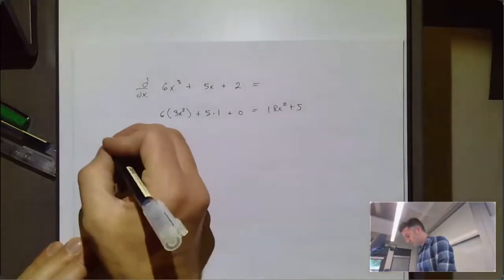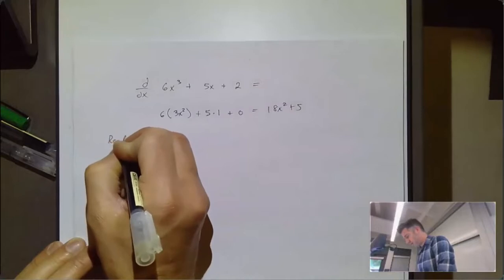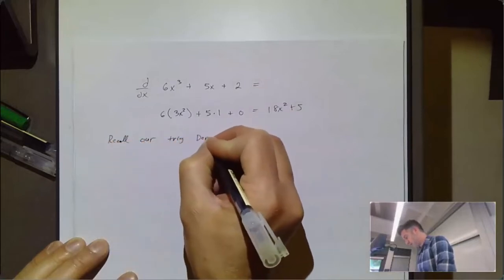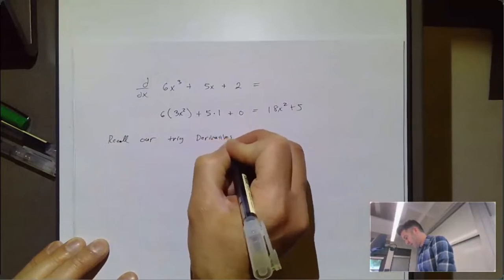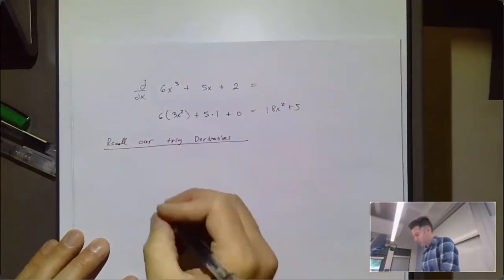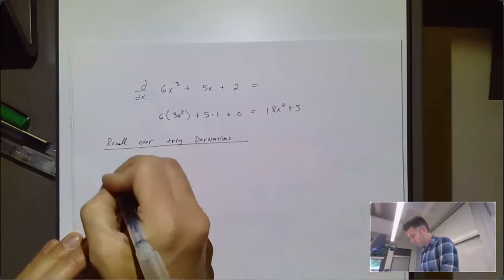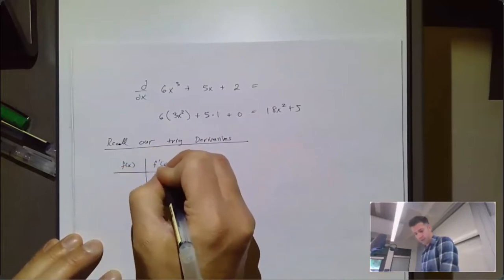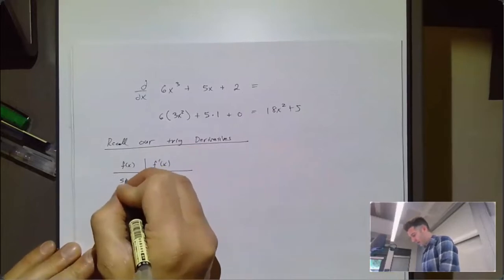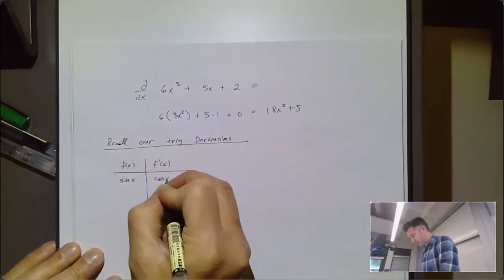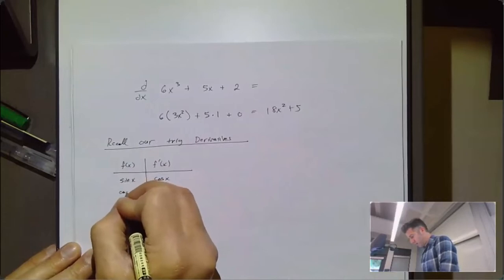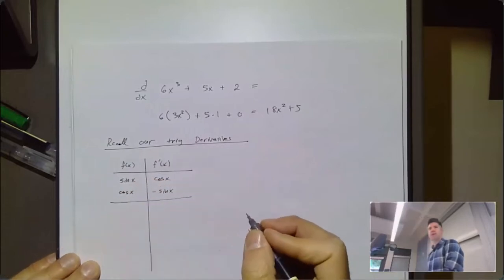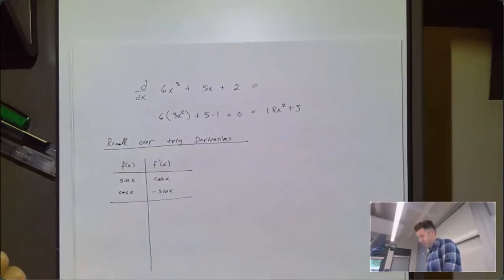So let's recall, speaking of derivatives, our trig derivatives, because we're going to need them to find their antiderivatives. Let's make a little list. Here's our function, here's our derivative. So we know the derivative of sine of x is cosine of x, and the derivative of cosine of x is negative sine of x. Those are the easy ones.